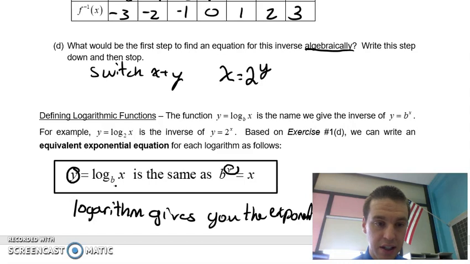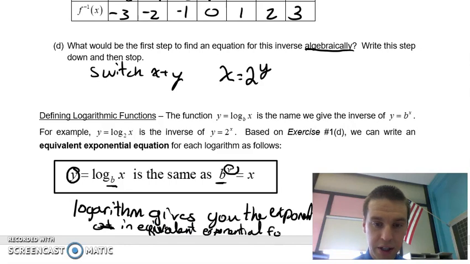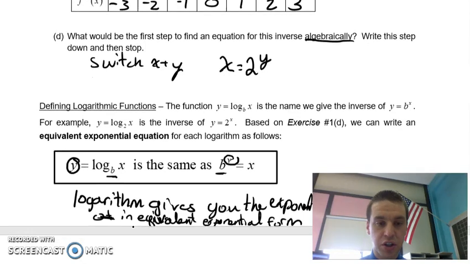The base here is going to be the base of the equivalent exponential form. The logarithm gives you the exponent of an equivalent exponential form here. So the logarithm gives you the exponent in equivalent exponential form. I know you can't really read that, but you can write it from what I said. And then the x here is the answer to the last part. So the logarithm gives you the exponent in the equivalent exponential form.